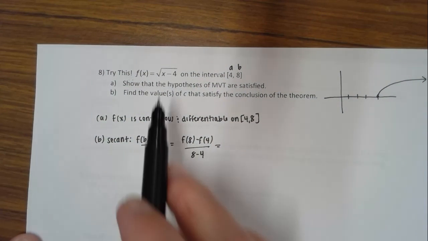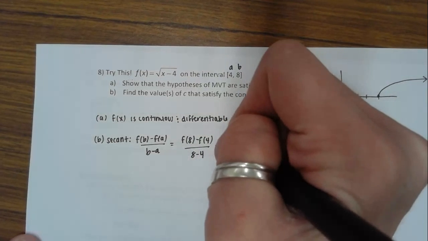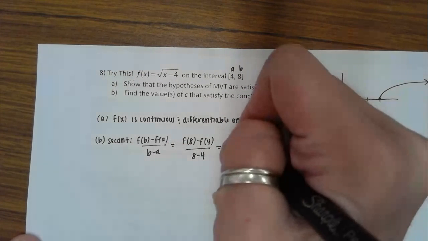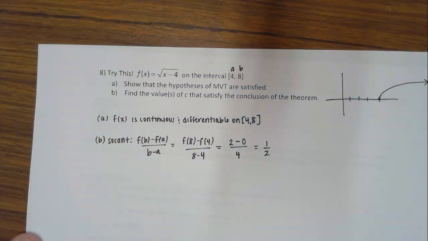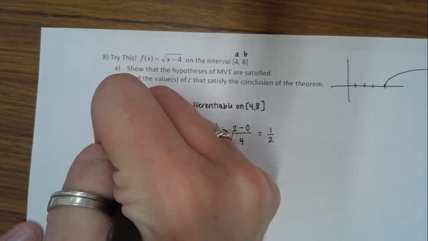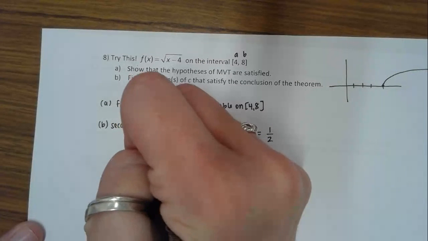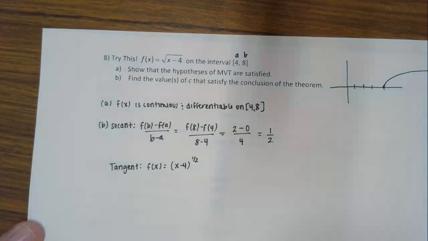So if I do f of 8, that's giving me the square root of 8 minus 4, which is the square root of 4, which is 2, minus the square root of 4 minus 4, which would just be 0, all over 4. So my slope of my secant line would be 1/2. And then I'm looking for the tangent. So I'm going to rewrite my f of x before I take my derivative as the quantity x minus 4 raised to the 1/2.